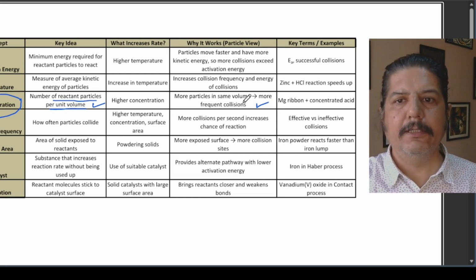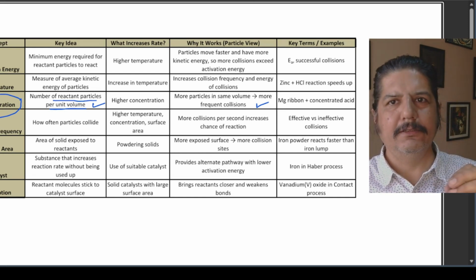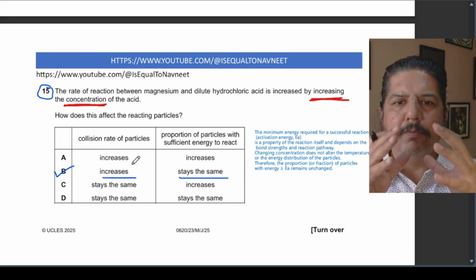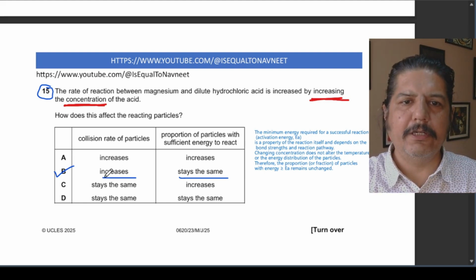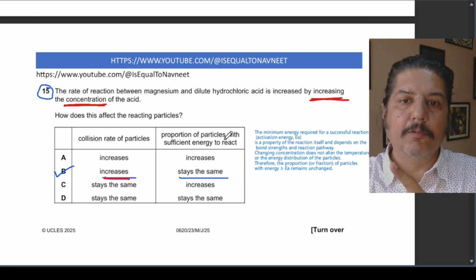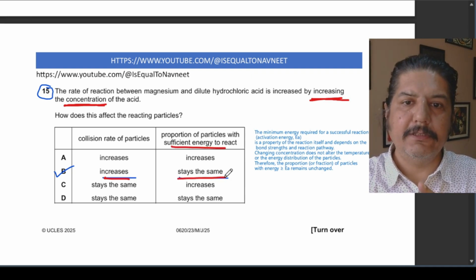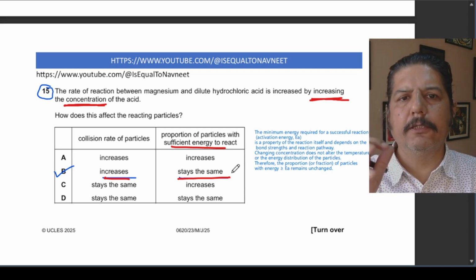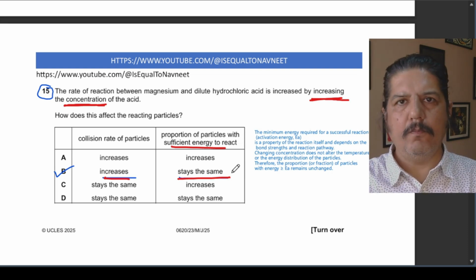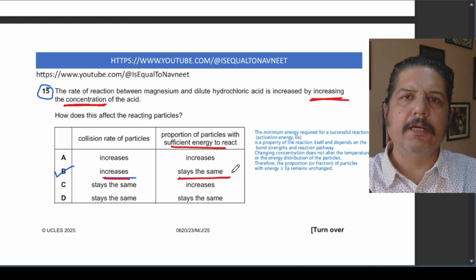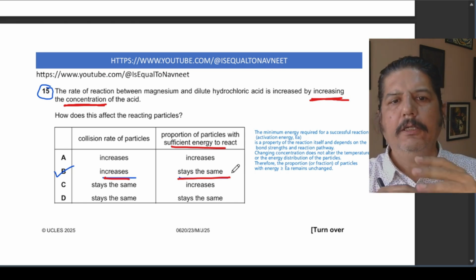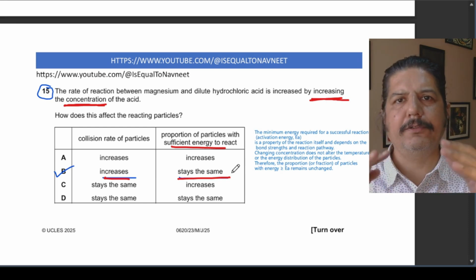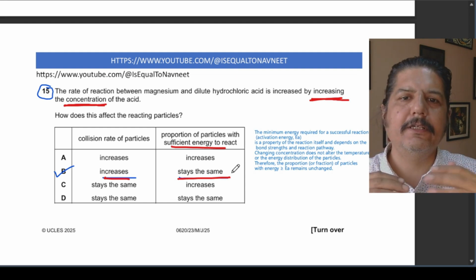But what you need to understand is that this is the only factor that changes. So for example, in this question, the number of particles per unit volume has increased. Therefore, the collision rate of the particles has increased. But the proportion of particles with sufficient energy to react stays the same. There is no change in the energy of the particles. The only thing the increase in concentration has done is, in our example, the number of people in the railway station is more. So the collision rate will increase, but the energy of the passengers at the railway station is the same. Concentration won't increase the energy.